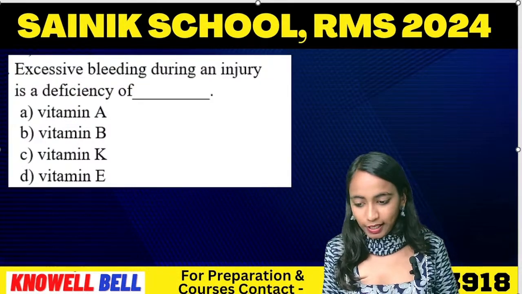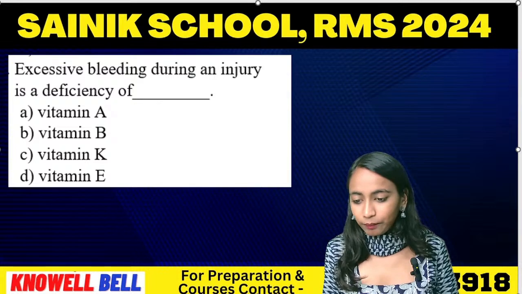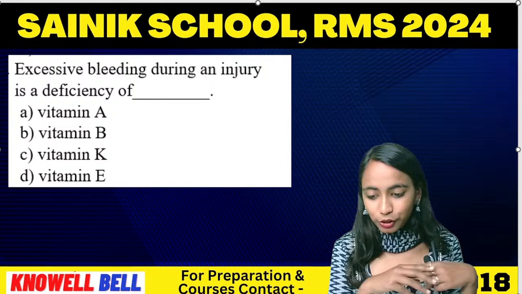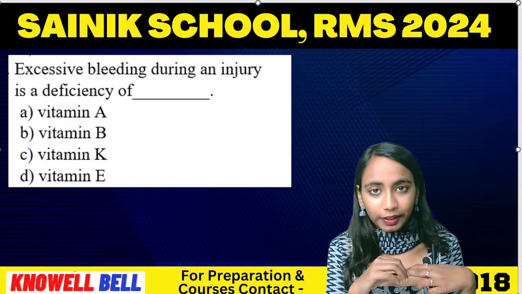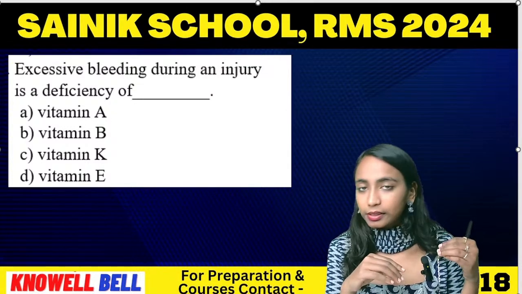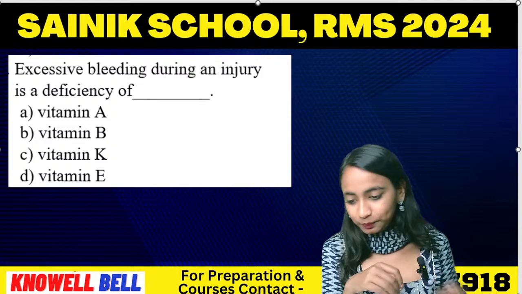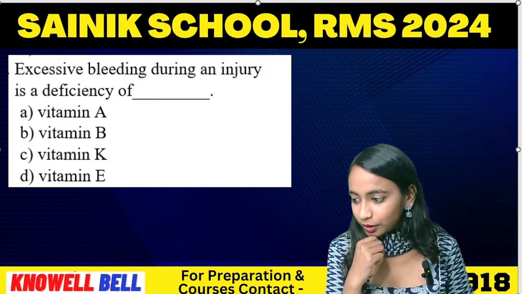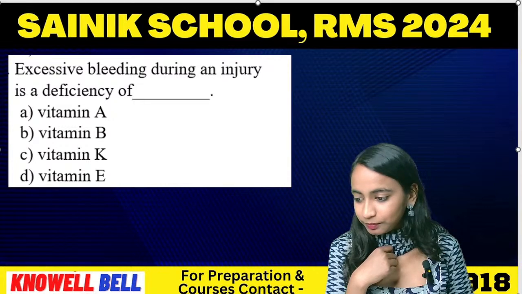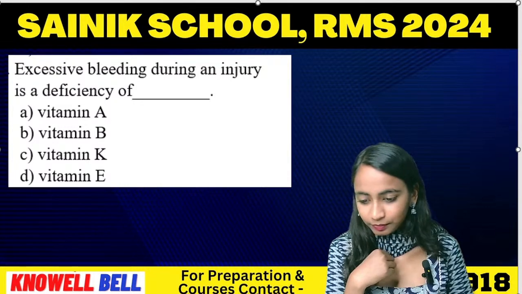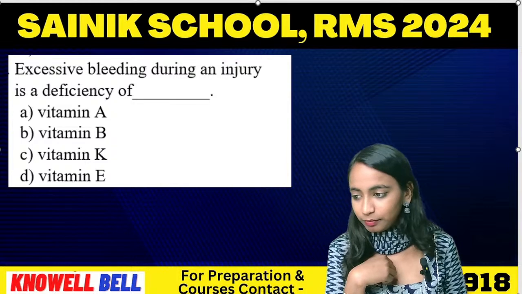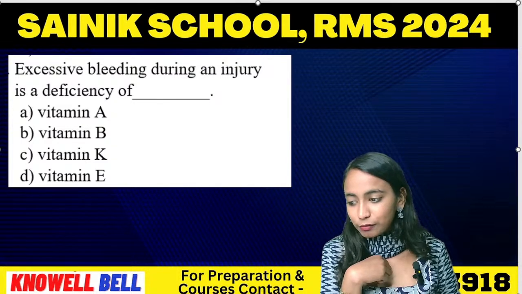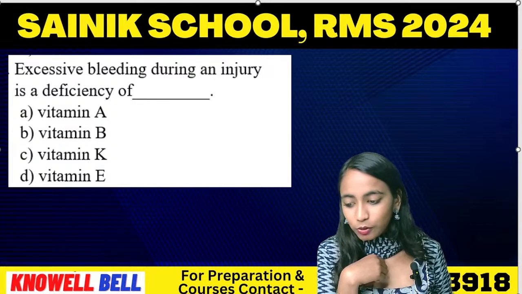Okay, this question: excessive bleeding during an injury. Excessive bleeding during an injury is caused due to deficiency of what? What is the cause of it? Vitamin K. Very good. Everyone is answering. Good.